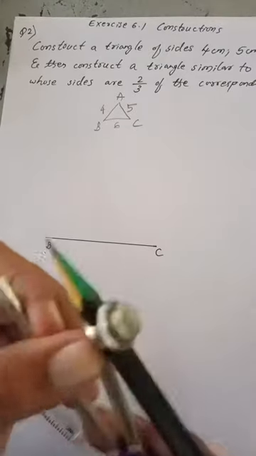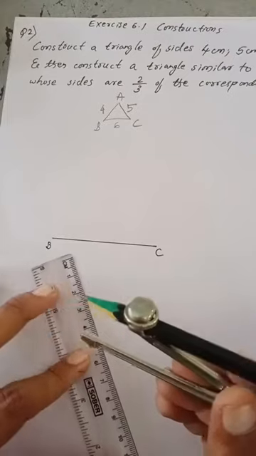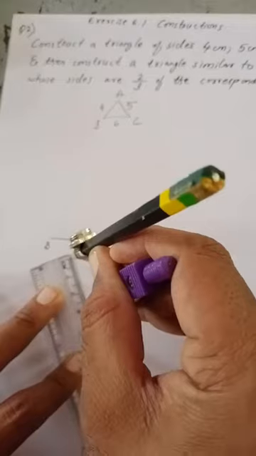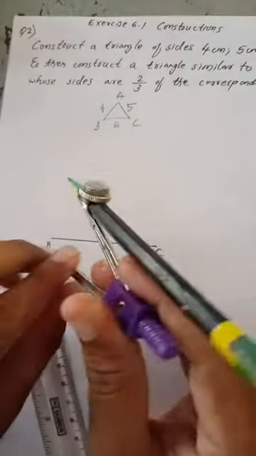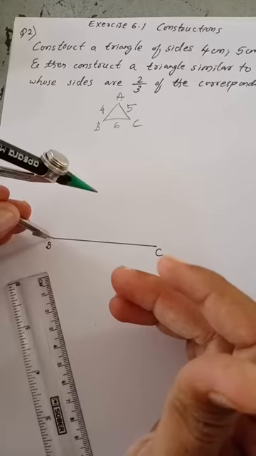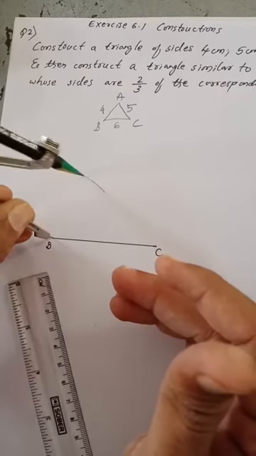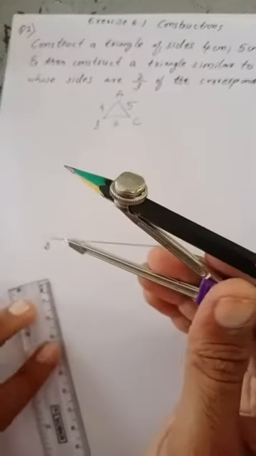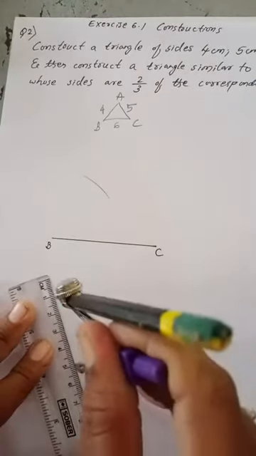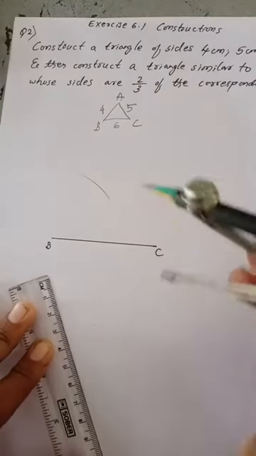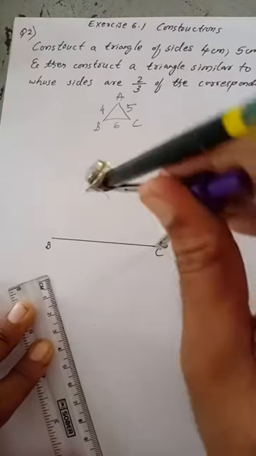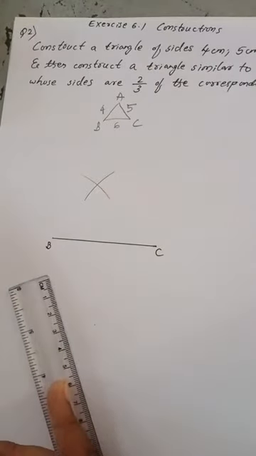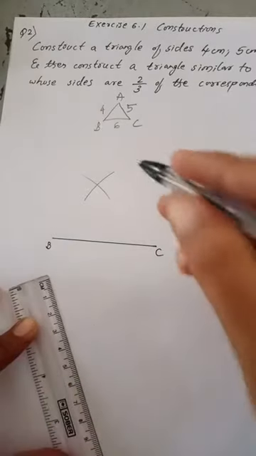Using the compass, take a measurement of 4 centimeter. See like this, it is 4 centimeter. Then keep this on the B point like this and draw an arc. In the same way, AC is 5 centimeter, so again measure like this, and from the C point draw an arc. Then you can observe both the arcs intersecting at a point. That point is your A point.